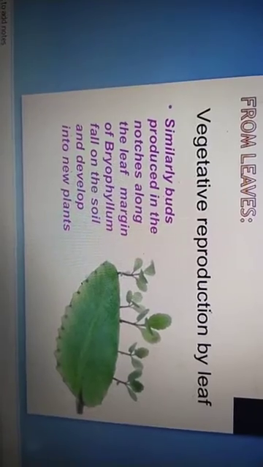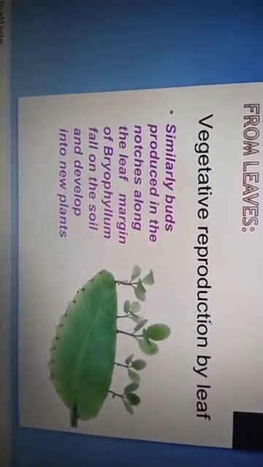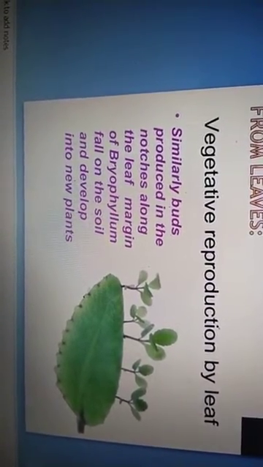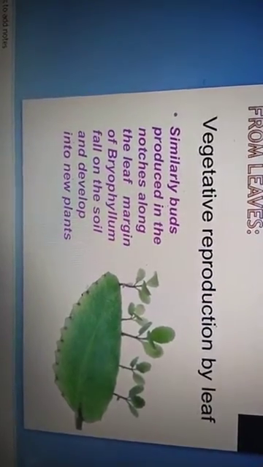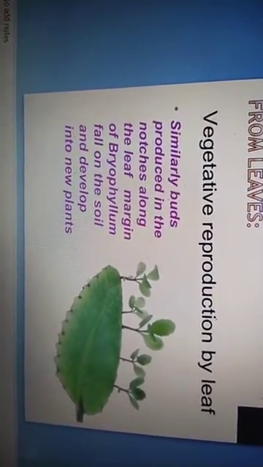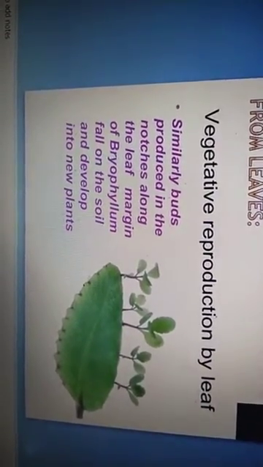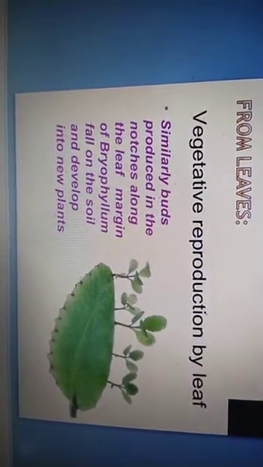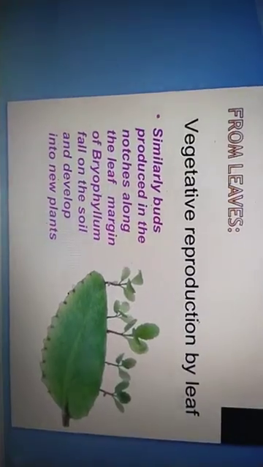Vegetative propagation from leaves. Similarly, buds produced in the notches along the leaf margin of Bryophyllum fall on the soil and develop into new plants. You can clearly see in the picture small plants are growing at the notches of the leaves, and when these leaves fall into the soil, they form new plants.